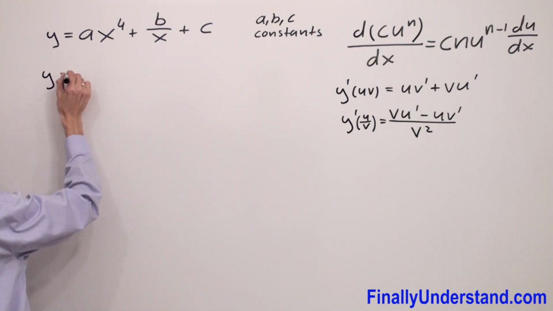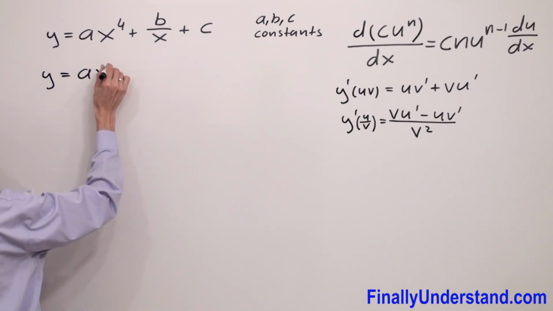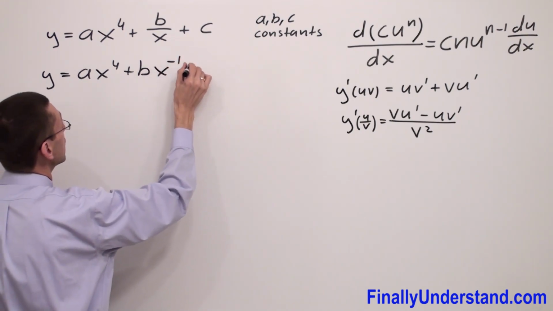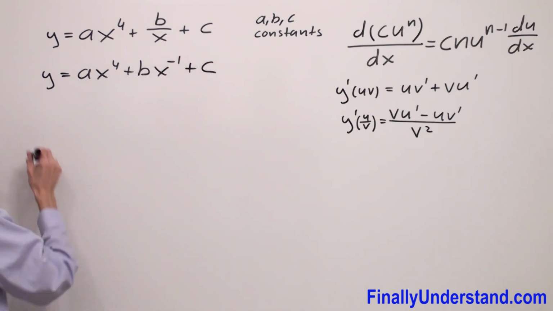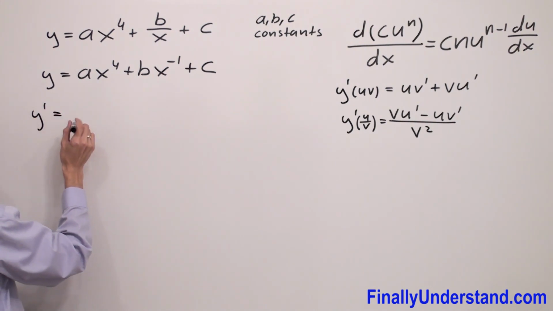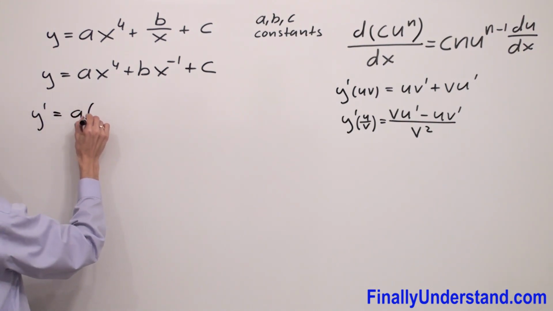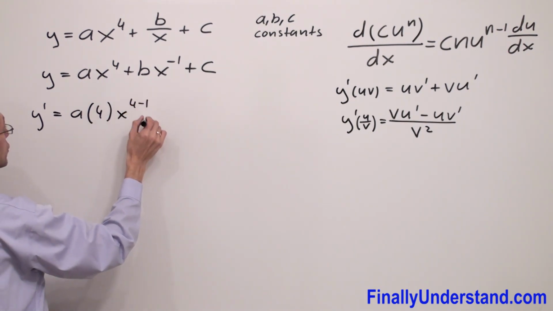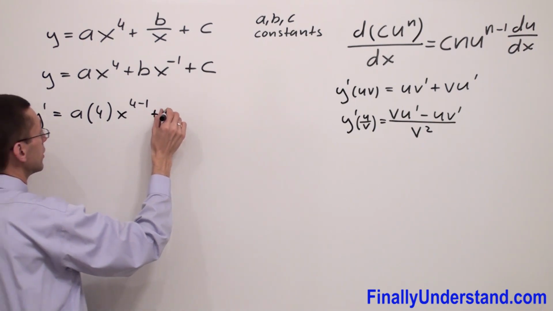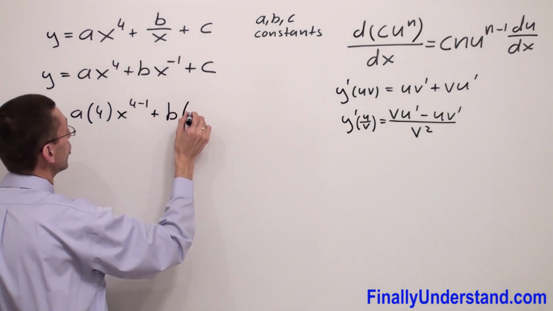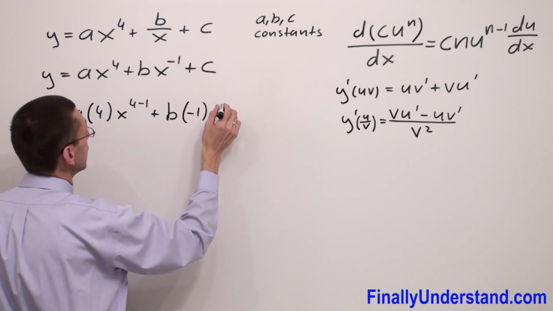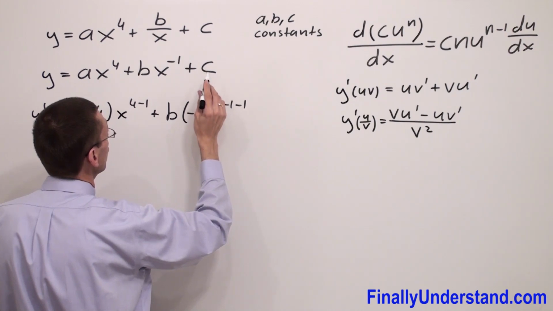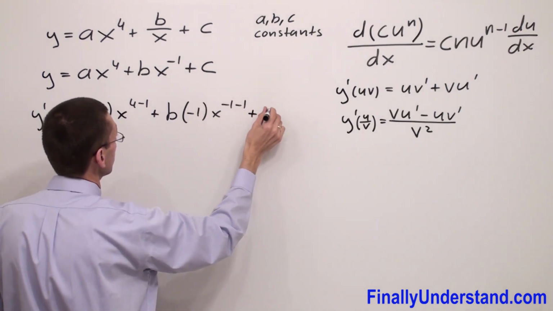So this is y equals a x to the fourth plus b x to the minus 1 plus c. So I have y prime equals constant a times the exponent 4, x, exponent 4 minus 1, plus constant b times the exponent negative 1, x, exponent minus 1. And the derivative of a constant is equal to 0.